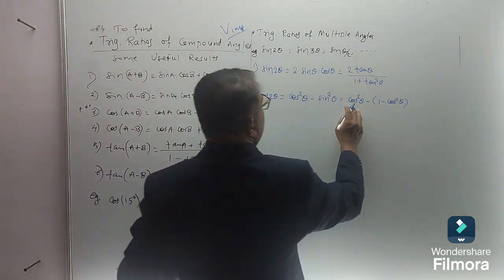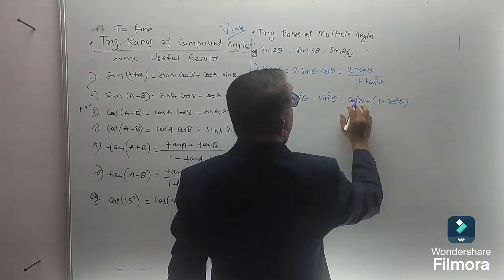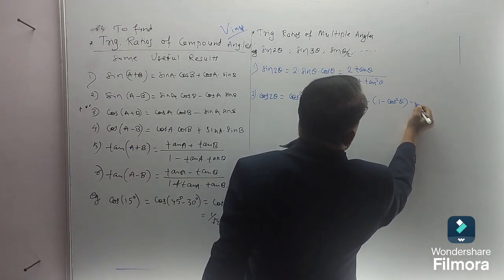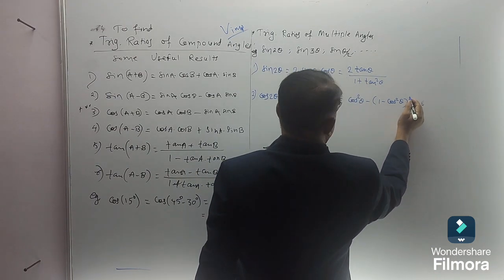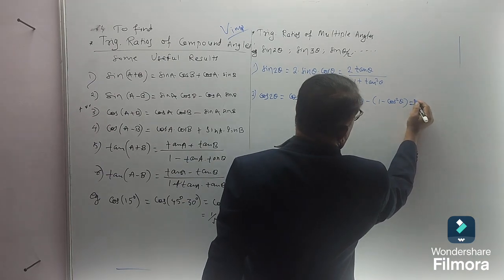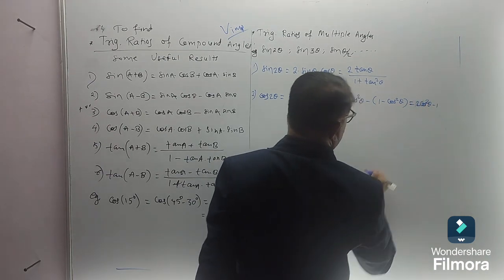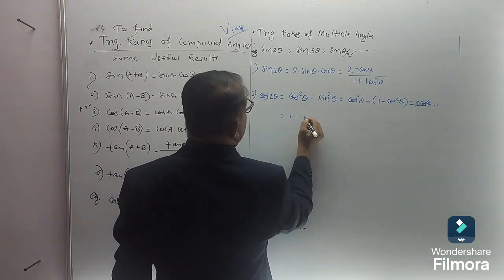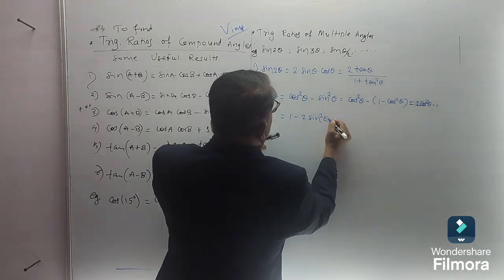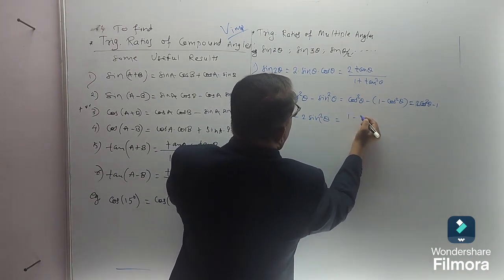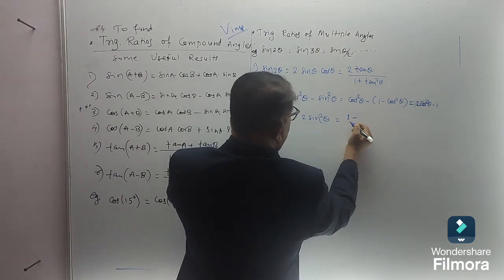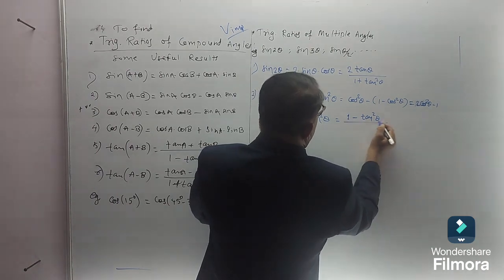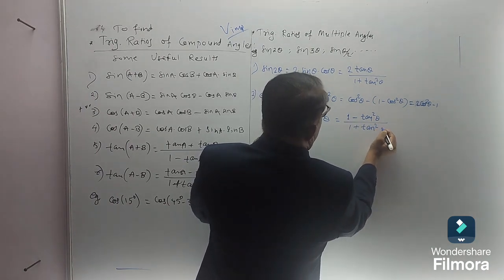Okay. Then, after simplifying, I got cos square plus cos square, 2 cos square theta minus 1. This is the second formula. Again, if I write cos square theta as 1 minus sin square theta, I got 1 minus 2 sin square theta. And after writing the denominator as 1 and dividing the numerator by cos square theta, I got in terms of tan, 1 minus tan square theta upon 1 plus tan square theta.